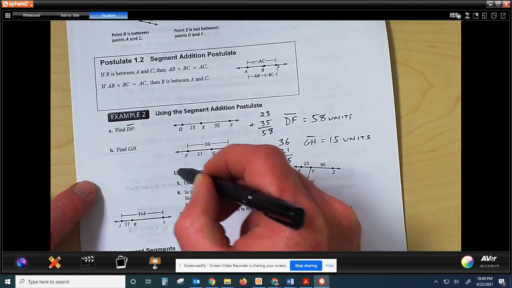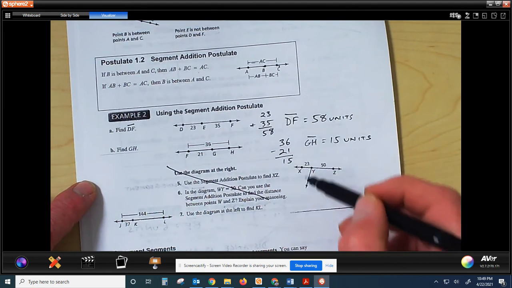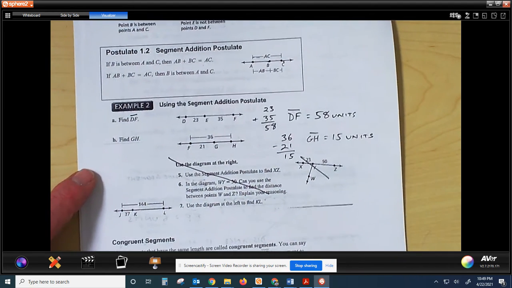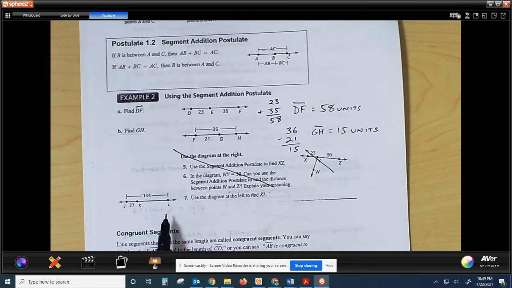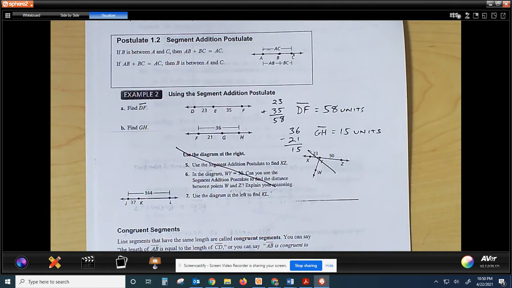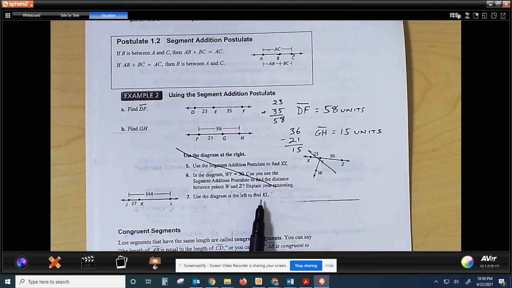Okay, let's ignore 5 and 6 with this picture. But you try 7. I'll pause here for a second. Use the diagram at the left to find the distance K to L. Go.